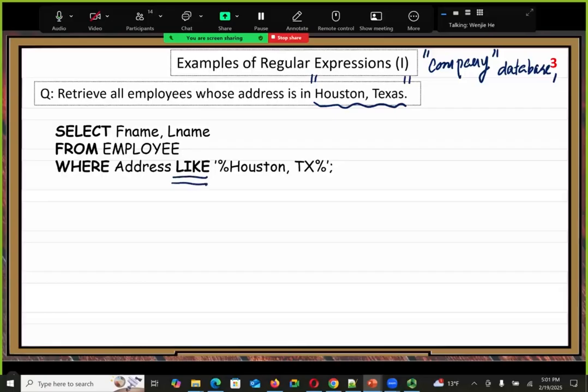So the first method is the like operator. Before Houston, anything is fine. After TX, anything is okay. That's the like operator way. Usually for simple patterns, you consider using the like operator. If it's too complicated, then you use regular expressions. But for this one, we want to practice, so we also want to see how to use regular expressions to represent this pattern.